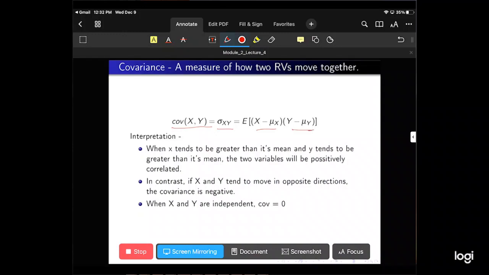The interpretation is when X tends to be greater than its mean and Y tends to be greater than its mean, the two variables will be positively correlated. If X and Y tend to move in opposite directions, then they're negatively correlated, and when X and Y are independent, then the covariance is 0.